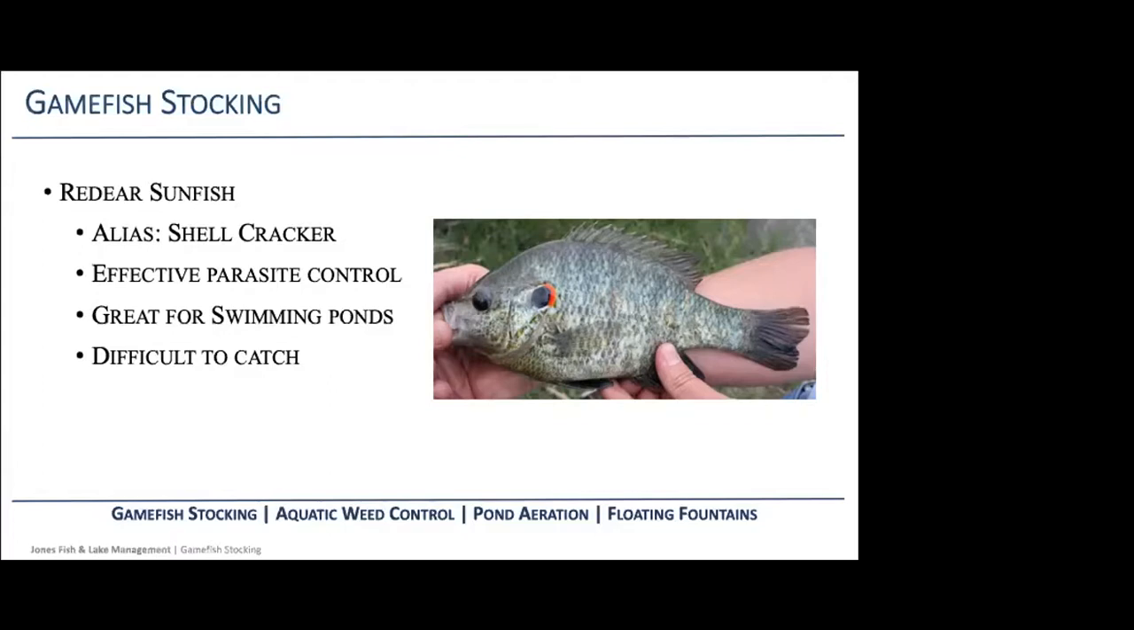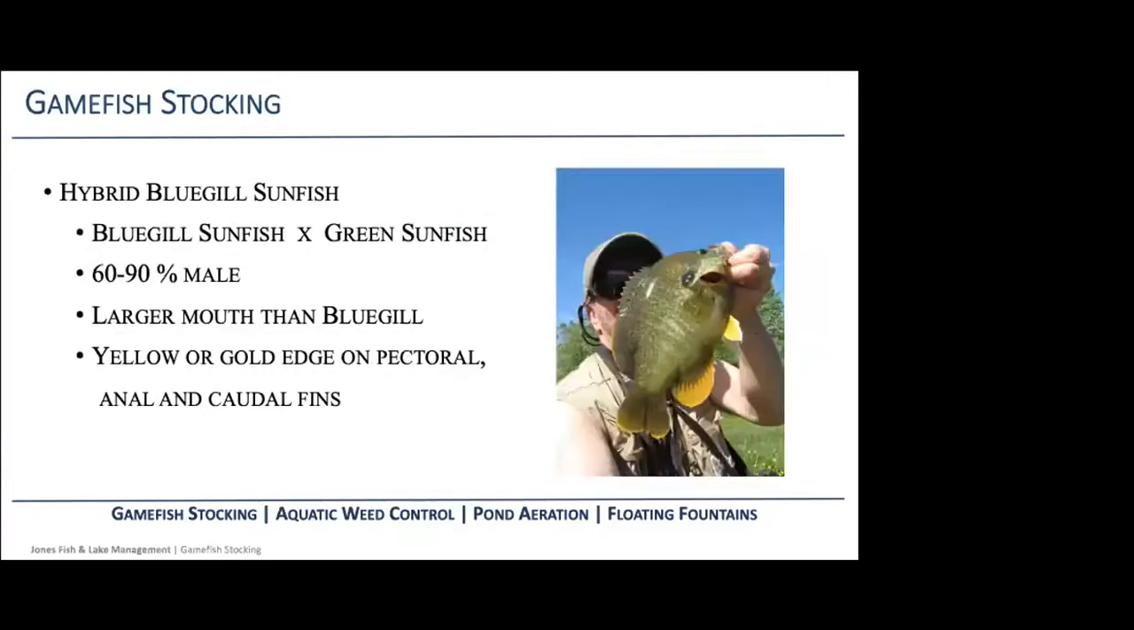But yeah, they're kind of that good compromise if you're looking to do some swimming and fishing at the same time. About 200 fish per acre, but they do reproduce, so they're going to be a good forage fish for your bass species as well.